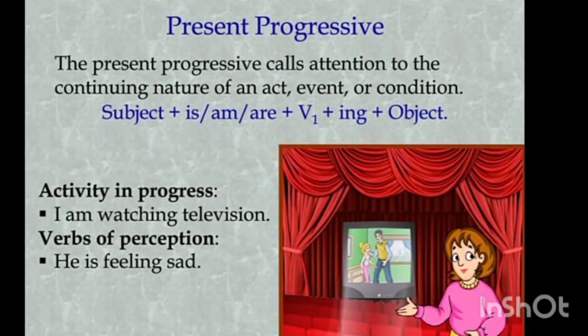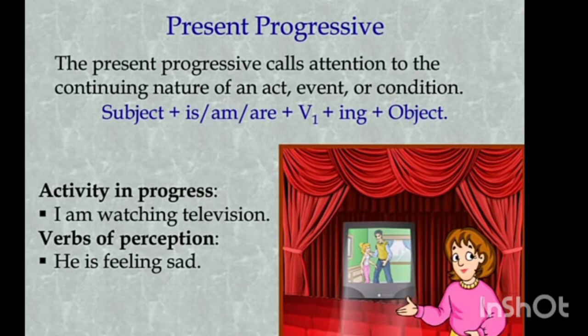Now, the next one is present progressive. We can also call it present continuous. The present progressive calls attention to the continuing nature of an act, event, or condition. So in this line, if you have noticed two words, continuing nature, that is the main part, right? As the name suggests, it talks about an action which is continuing.